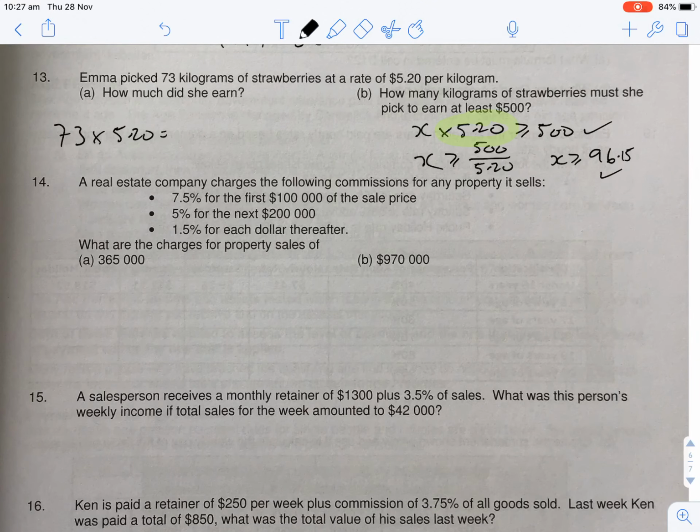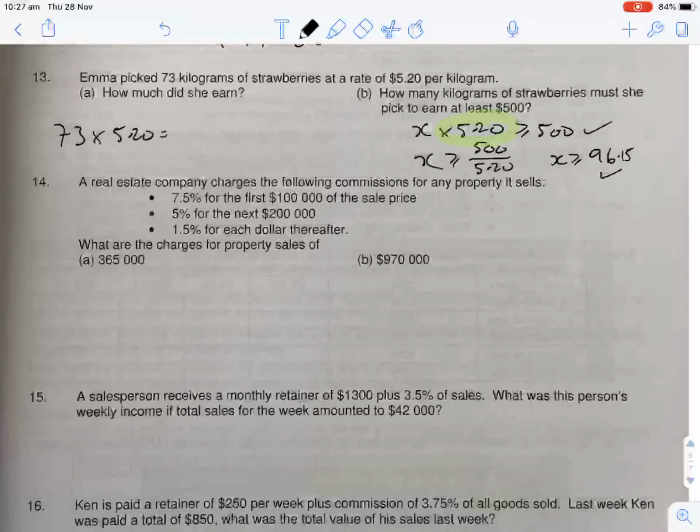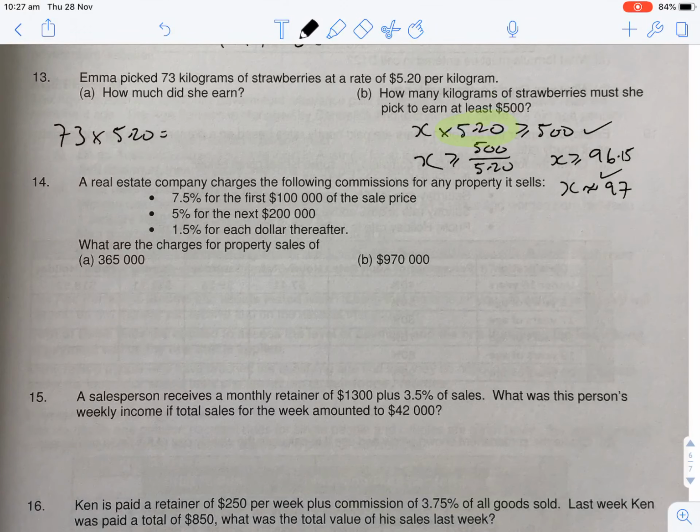So these are one of those questions where generally there's going to be an extra mark on actually doing the sensible rounding. Even though we'd normally round 96.15 down to 96, at 96 you won't quite have hit the 500 yet. And so in this case you're going to have to round up to 97 because she has to hit at least that 500 to make sure she exceeds it. And we're assuming we're not getting paid for part kilos.